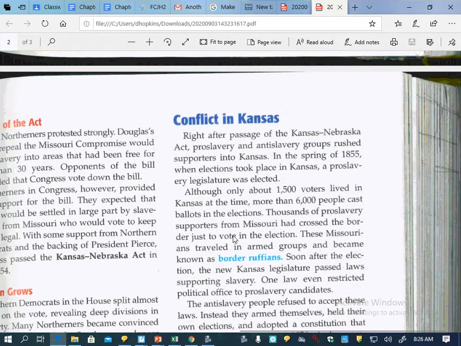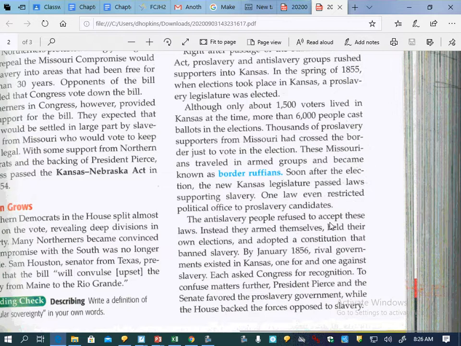Conflict in Kansas. Right after passage of the Kansas-Nebraska Act, pro-slavery and anti-slavery groups rushed supporters into Kansas. In the spring of 1855, when elections took place in Kansas, a pro-slavery legislature was elected. Although only 1,500 voters lived in Kansas at the time, more than 6,000 voters cast their ballots in the elections. Thousands of pro-slavery supporters from Missouri had crossed the border just to vote in the election.